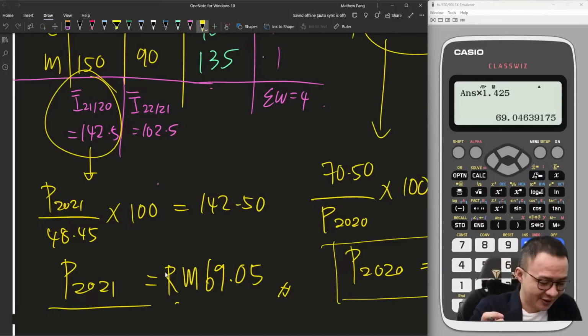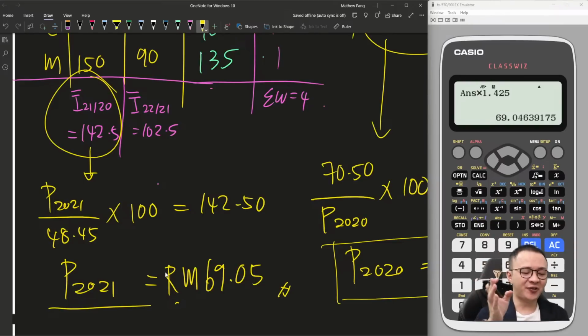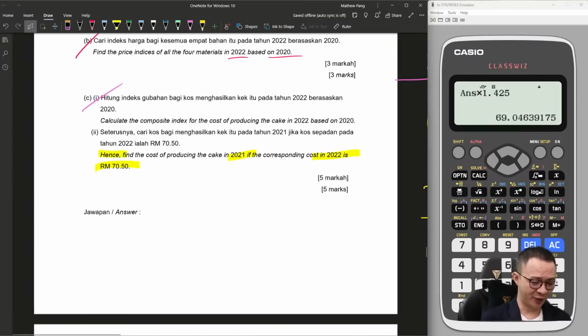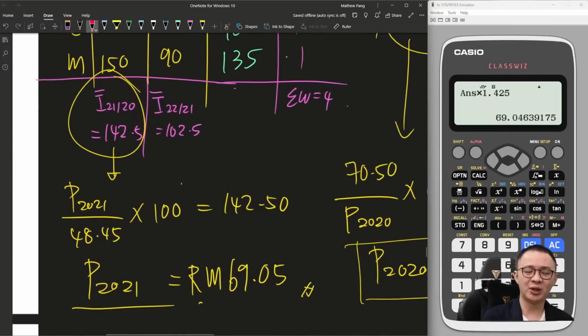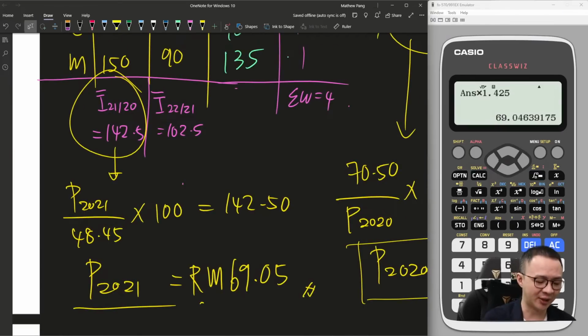Just now I said I use a different method to check. I don't get the answer, right? Because why? Because here they have the keyword. If Malay they call seterusnya, English they call hence. Hence basically means what? Means you need to use the answer from C1 to solve C2. So therefore no choice, I have to use the composite index for 2022 based on 2020.